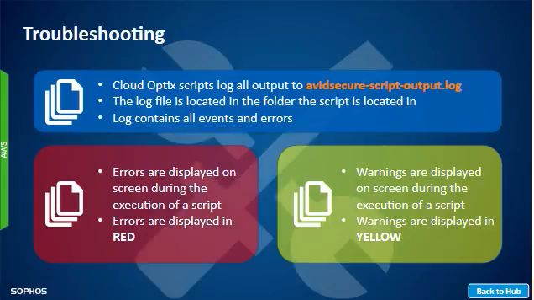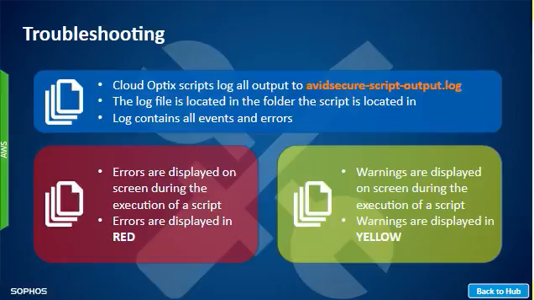By default, the CloudOptix scripts log all outputs to a file labeled AvidSecure script output.log. This file contains all events and errors that took place and serves as both a tool for Sophos support as well as the engineer doing the deployment to help determine if the script ran into permission issues, internet access related problems, or other events that may have caused the deployment to fail.